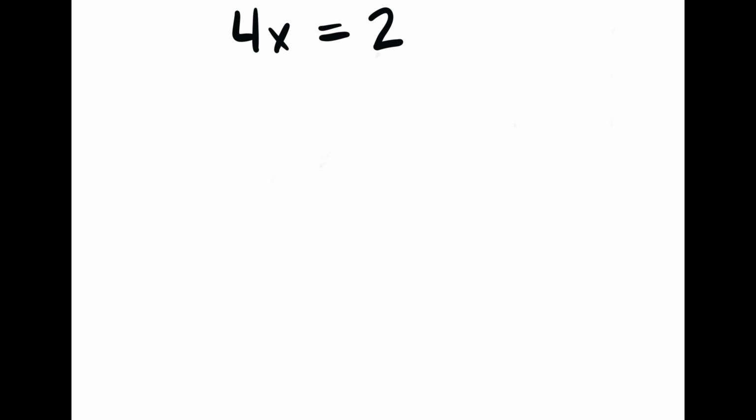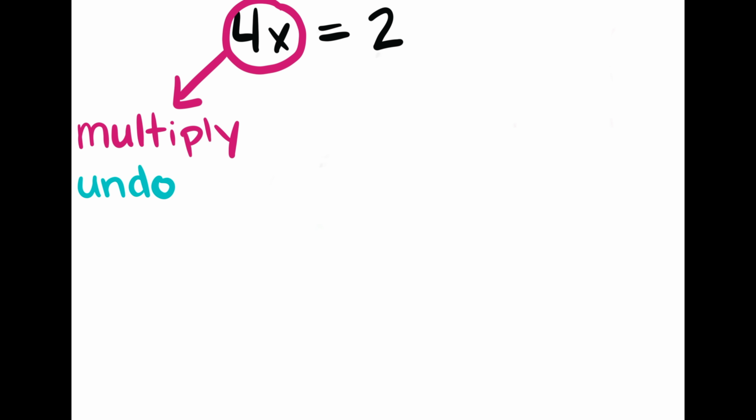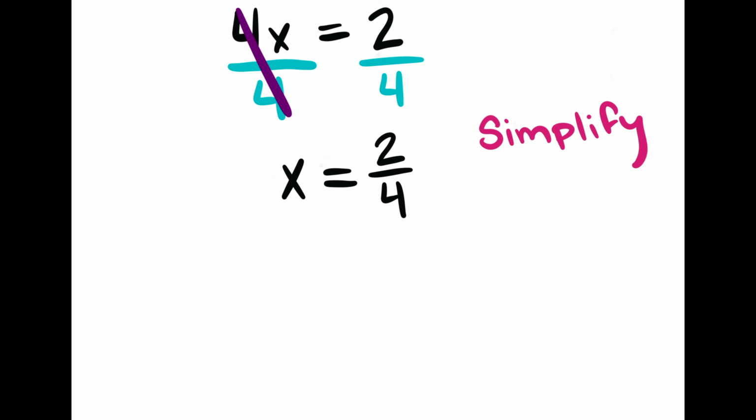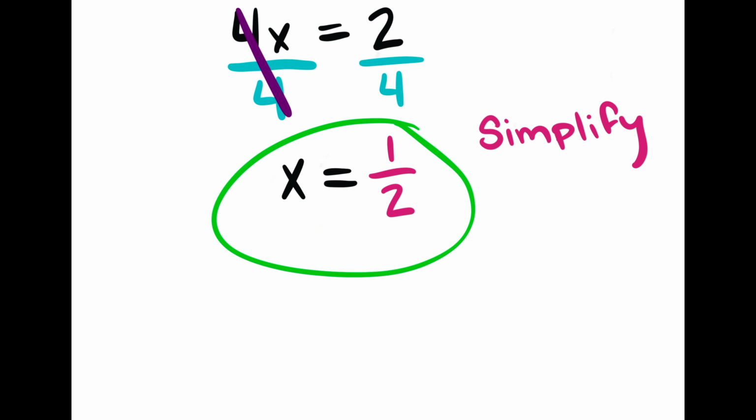4x equals 2. When you see a number touching your variable with nothing in between, it means multiplication. We undo multiplication with division. As you know, we do this so the mumbo-jumbo can cancel, meaning x is by itself. On the other side, we get 2 over 4, which simplifies to 1/2. X equals 1/2.